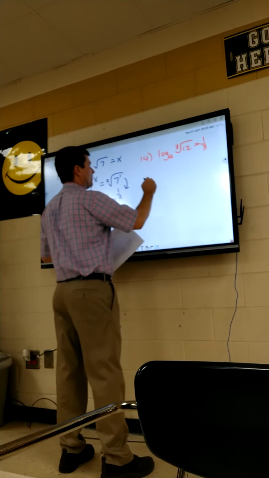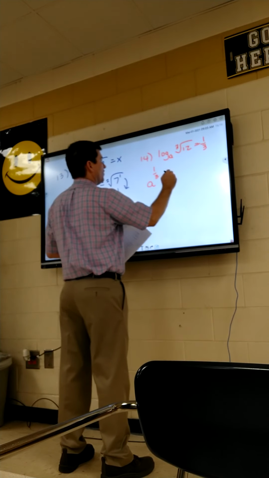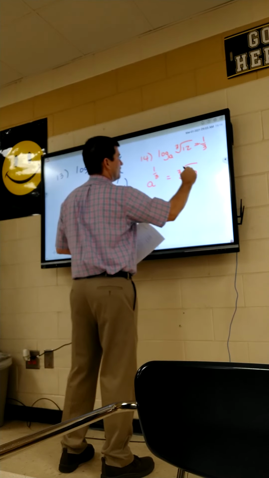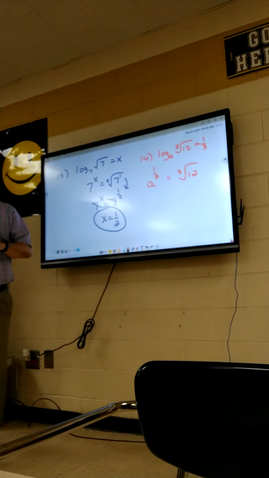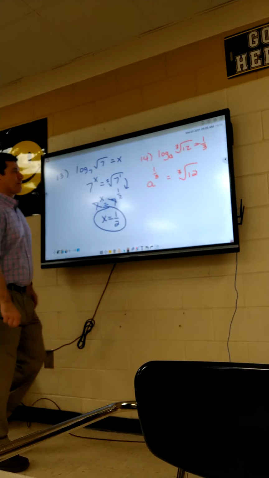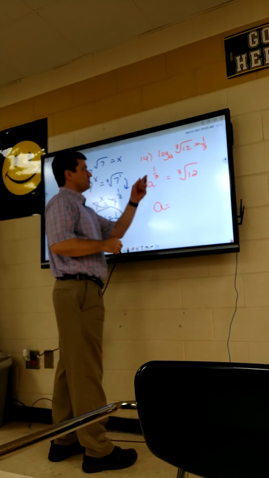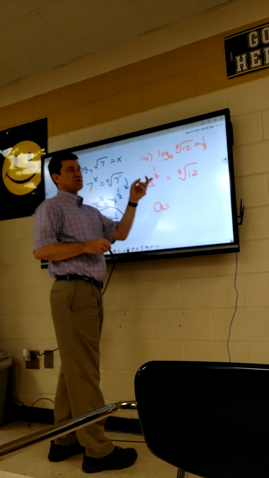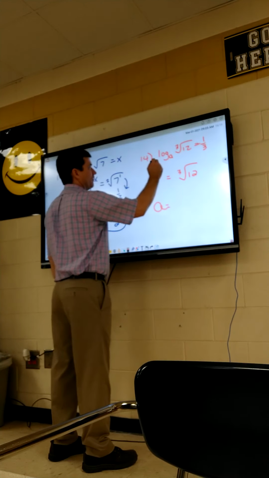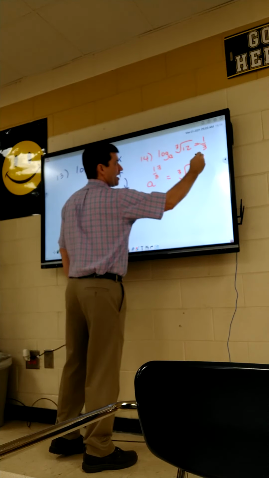All right, so we set it up. I got a to the 1/3 equals cube root of 12. All right, which kind of problem is this? What do we have to do? Don't we have to get the a by itself so I can find an answer? So I got to do the reciprocal on this one. What's the reciprocal of 1 over 3? And whatever I do on the left, I got to do on the right.